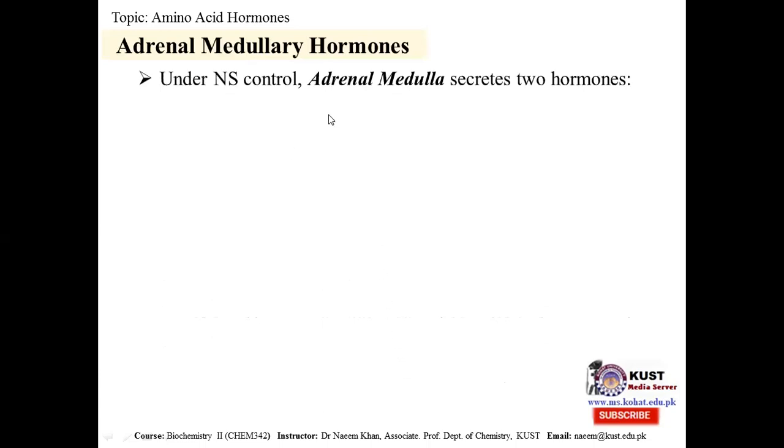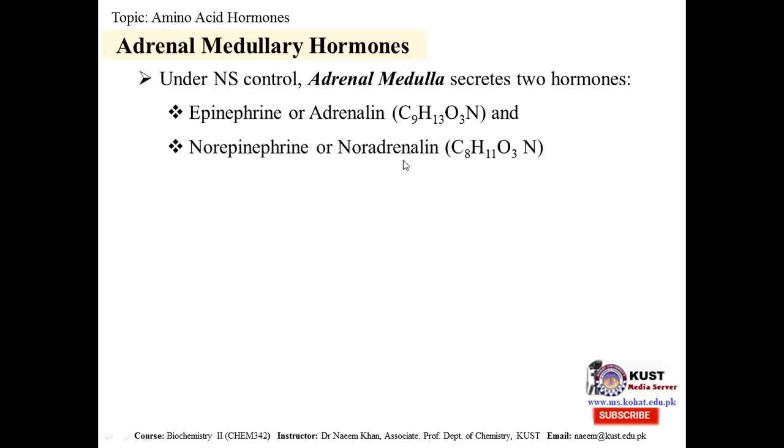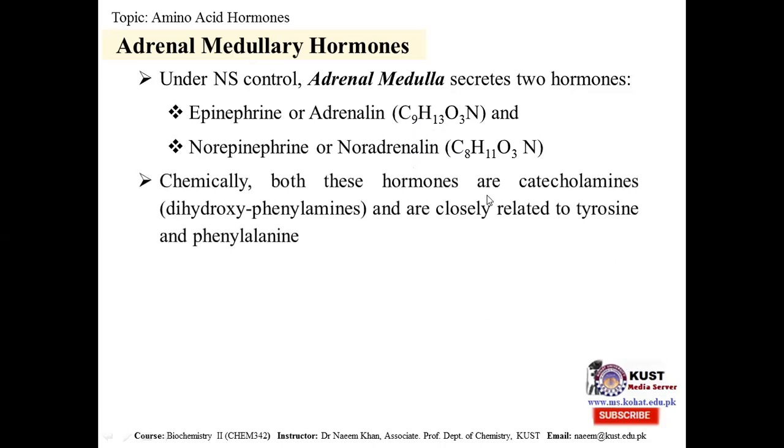Under nervous system control, the adrenal medulla secretes two hormones. One is epinephrine, also known as adrenaline, and its molecular formula is C9H13O3N. Another one is norepinephrine or noradrenaline, which is C8H11O3N. Here we can see that there is one carbon and two hydrogens fewer. Chemically, both these hormones are catecholamines, dihydroxyphenylamines, and they are closely related to tyrosine and phenylalanine.